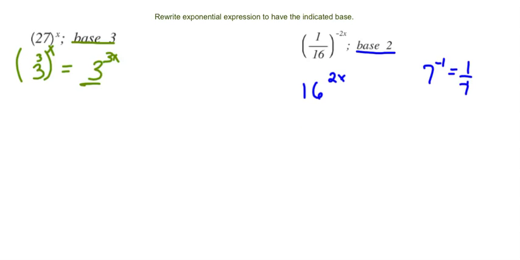Well, 16 I know is the same thing as 2 to the fourth. So that is 2 to the fourth, to the 2x power. Now I take a power to a power, like I did in the last one, and 4 times 2x is 8x. My final answer is 2 to the 8x power. I'm done. So I rewrote that as base 2. Those aren't too difficult. You're going to get 1 or 2 of those on your homework assignment.